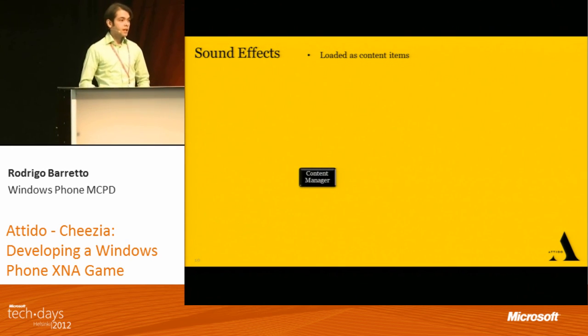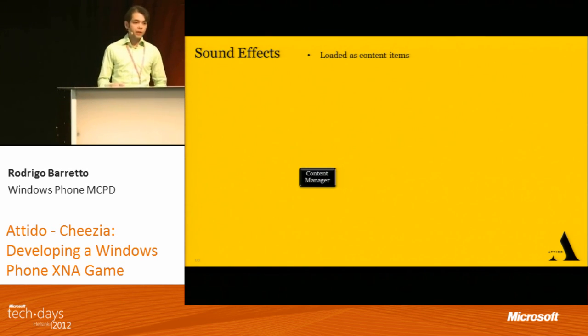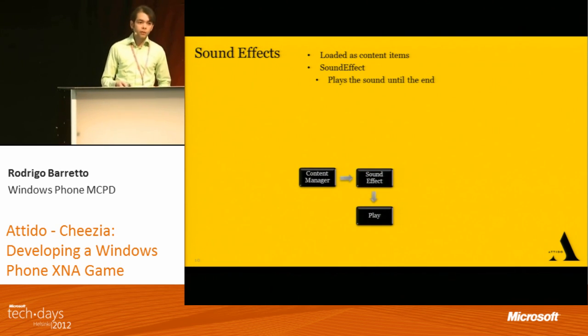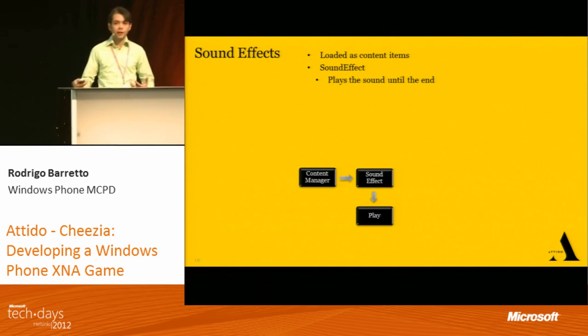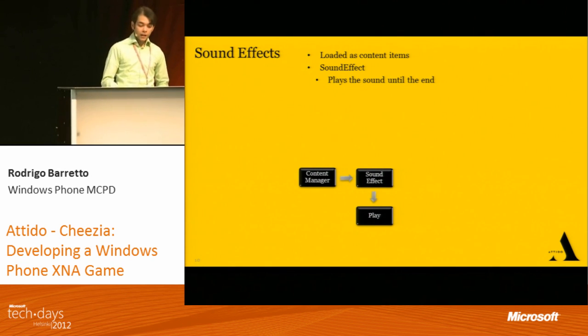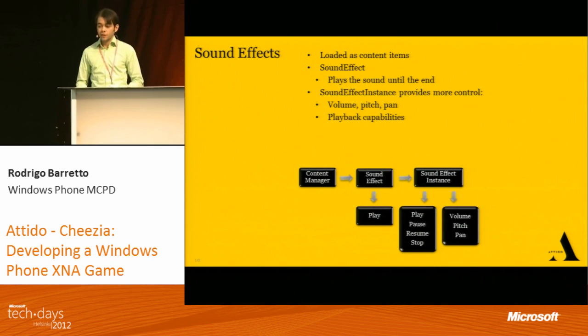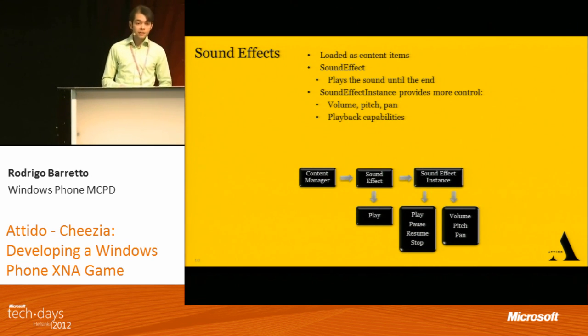Now, let's load some sounds in our game. Sound effects are loaded by the content manager just like any other type of content item. So basically you just need to call ContentManager.Load, passing SoundEffect as a generic type, and there you have it, you have a sound effect. And when you have the sound effect, if you call the CreateInstance method, you're going to have a SoundEffectInstance object.